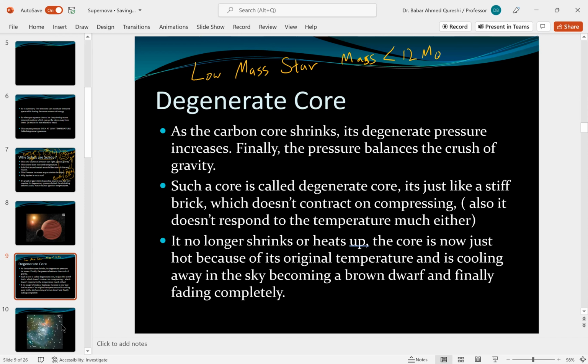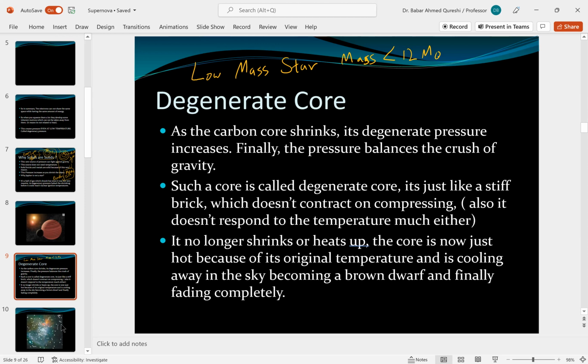So as the carbon core shrinks, its degeneracy pressure increases, and finally the pressure balances the crush of gravity. And just like in case of Jupiter, in case of regular stars, there was a limit related to hydrogen's ignition temperature: you had to have a mass larger than 0.08 solar masses for the degeneracy pressure to fail and the core to reach temperatures to cause ignition. Similarly, that was the starting core of a cloud, which was hydrogen. But if you have a carbon core, then it has its own limit.